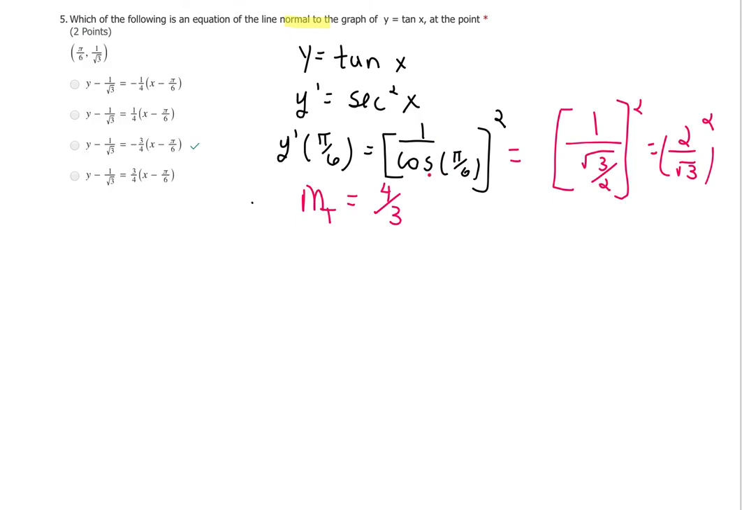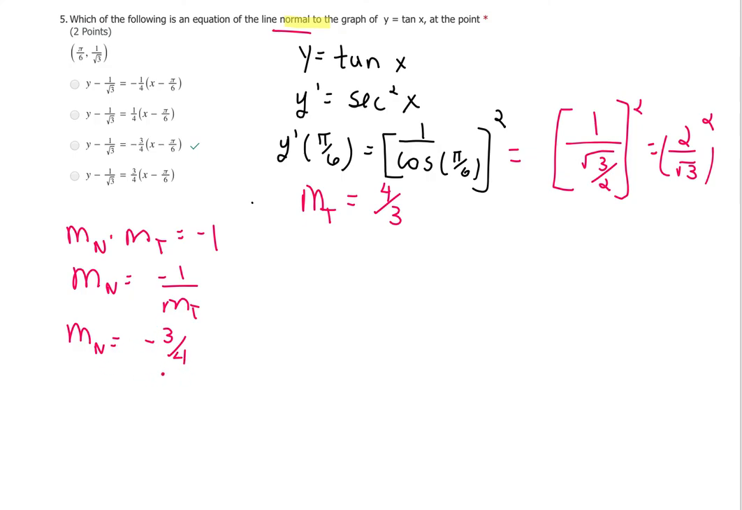Alright, so now that I know my slope of my tangent line is 4/3, I need to figure out my slope of my normal line. So remember, the normal line is perpendicular to the tangent line, and I know that the gradient of the normal line times the gradient of the tangent line must equal -1 if they're perpendicular to each other. So that means my gradient of my normal line has to be -1 divided by the gradient of my tangent line. So that's going to give me -1 divided by 4/3. So my gradient of my normal line is simply -3 over 4.